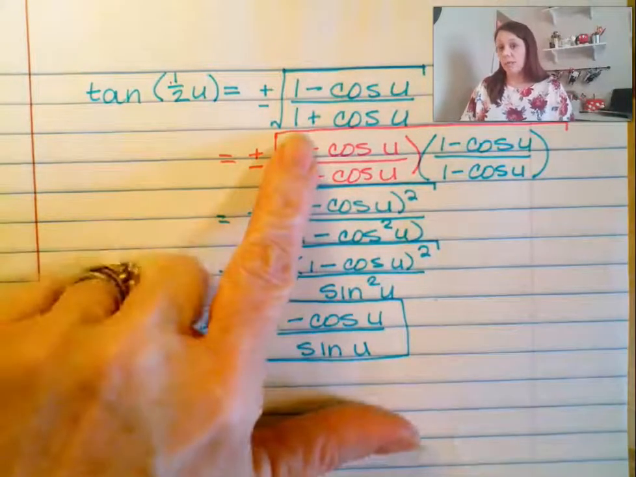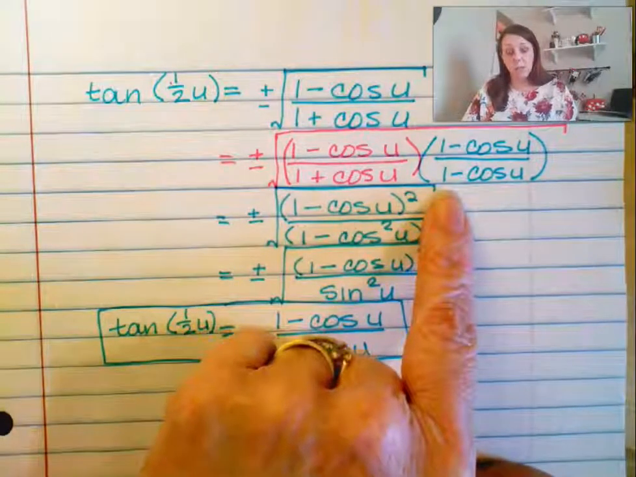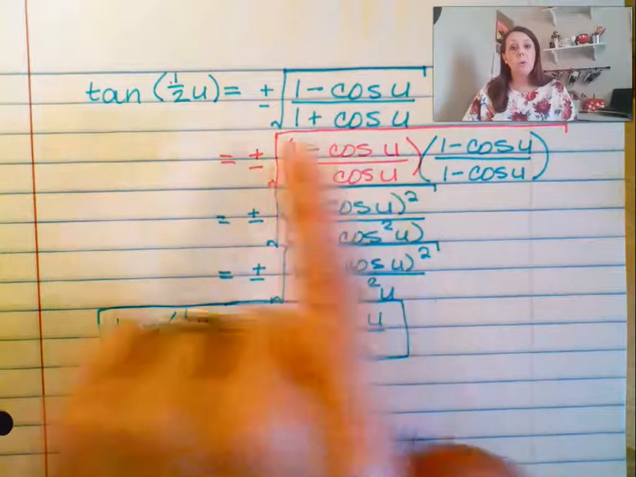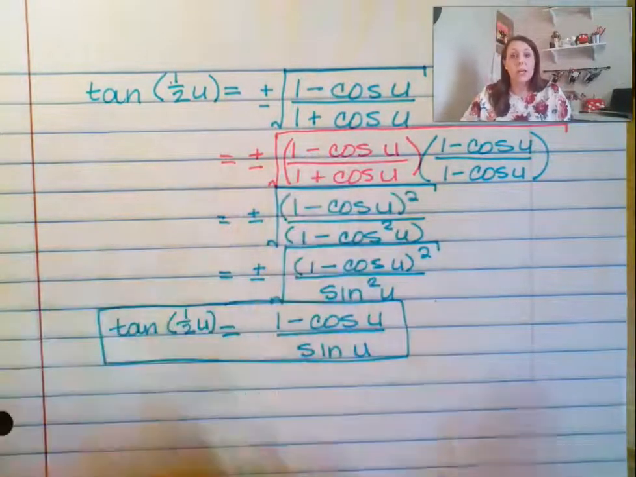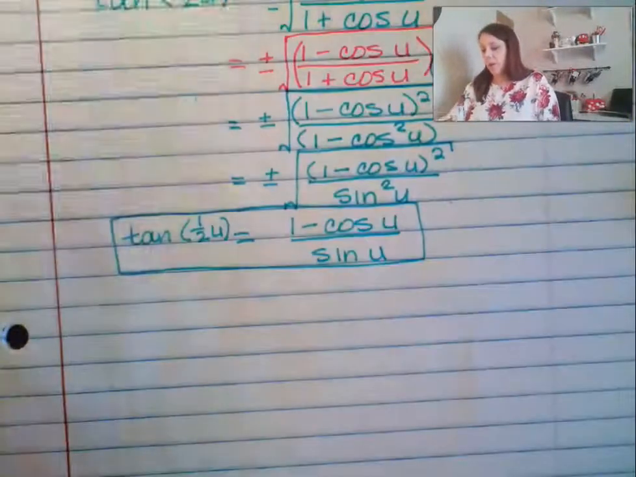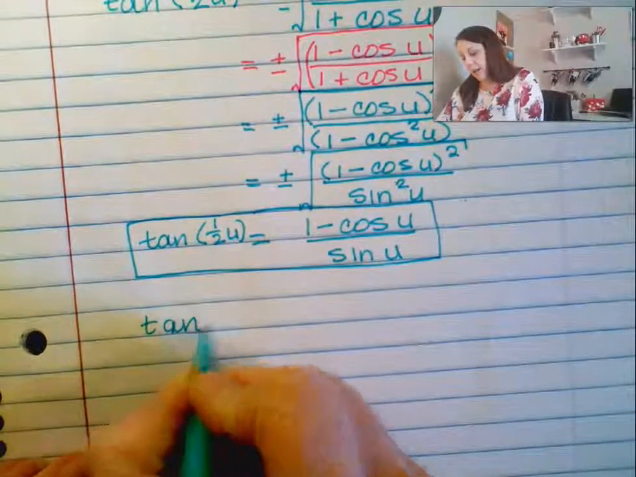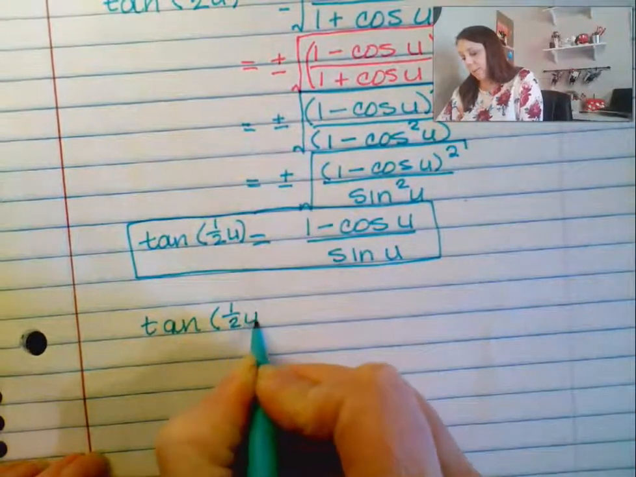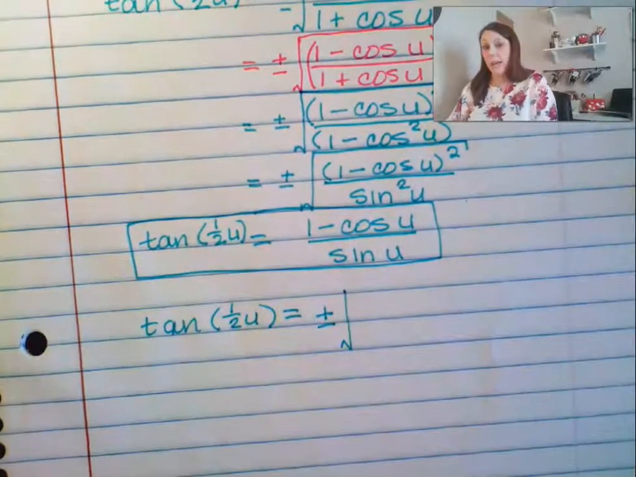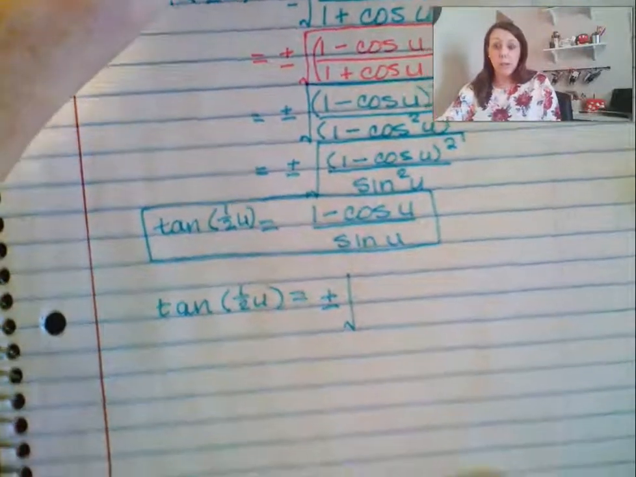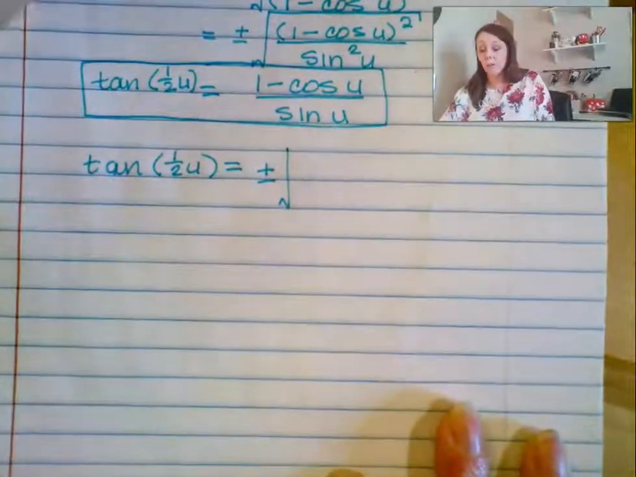Now, I mentioned earlier that you could also multiply by the conjugate of the numerator, and that's what we're going to look at next. So we're going to start with this same expression, but now instead of multiplying by 1 minus cosine u in both the numerator and denominator, we want to multiply by the conjugate of the numerator, which is that 1 plus cosine u in both the numerator and denominator. So our third option then becomes the tangent of the quantity 1/2 u is equal to positive or negative square root of, and we're going to start with that same expression that we had for the tangent of half u from the previous video, and we're multiplying by the conjugate of the numerator.